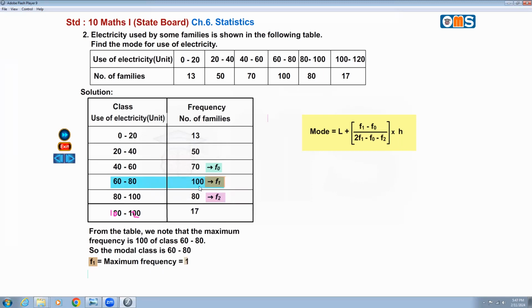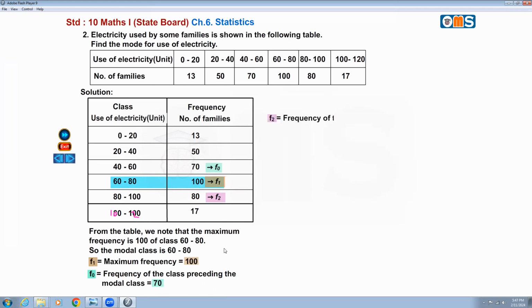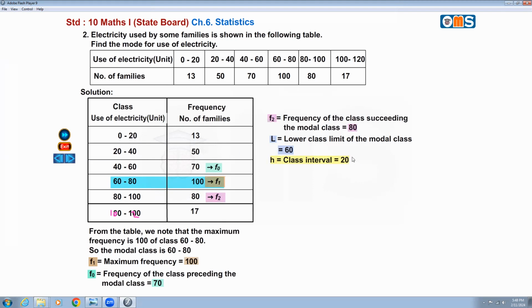F1, the maximum frequency, that is 100. F0, the frequency of the class preceding the modal class, is 70. F2, that is the frequency of the class succeeding the modal class, is equal to 80. L, the lower limit of the modal class: this is the modal class, and its lower limit is 60. H is equal to the width of the class, 0 to 20, this is the interval, right. 20 minus 0, that is 20. The value of H is 20.